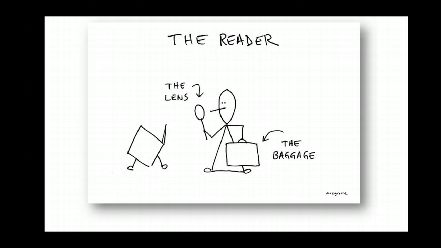And this, I think, is the best image to understand reader response theory. It's all about the baggage that you carry. And that baggage helps you look through a lens at a specific text. So all this baggage really determines the meaning of text for the reader.